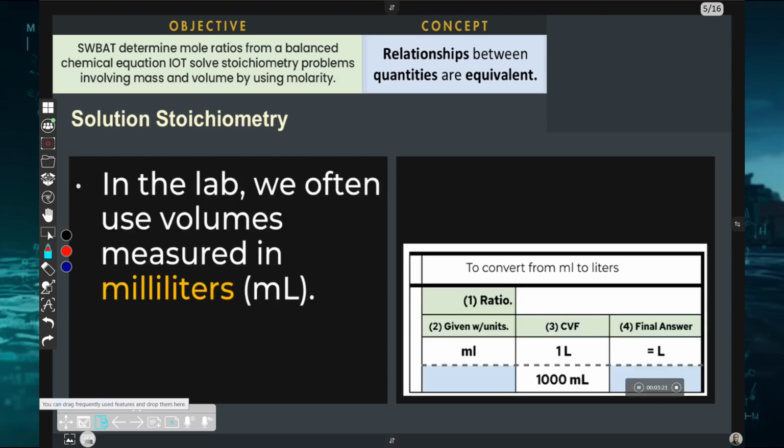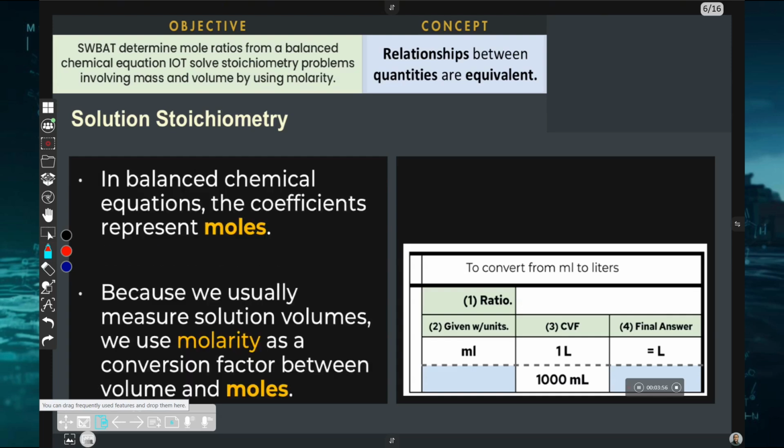In lab, we often use volumes that are measured in milliliters, but because molarity is measured in liters, we often find ourselves converting from milliliters to liters and back again. Or we compensate by using 1,000 milliliters. We still need to remember that the balanced chemical equation gives us the coefficients, and the coefficients represent the number of moles that are necessary for the chemicals to react.